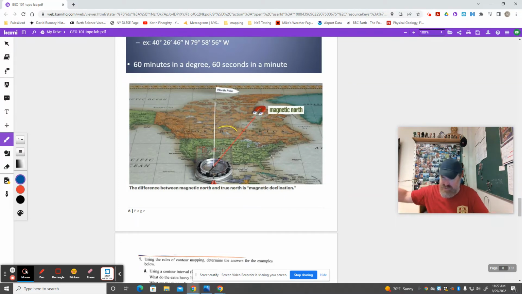So this little image, which is actually from the REI website, was just the simplest one I found. It shows us that if you have a magnetic compass, it points to the magnetic North Pole, not to the geographic North Pole. So you got to know that difference and account for that if you want to do accurate plotting with a compass.